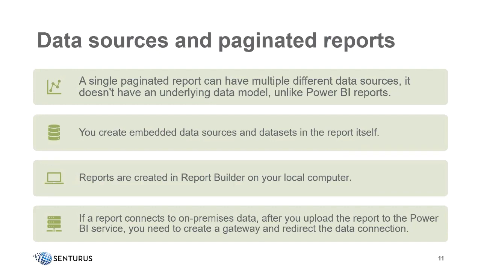So, some things to know about paginated reports. One of the nice things is a single paginated report can have multiple different data sources. It doesn't have an underlying data model, so you're not locked into having to do all the joins and everything else. You cannot have two different data sources in the same object on a paginated report, but you can have multiple data sources on a paginated report. You can also embed these data sources and datasets into the report itself.